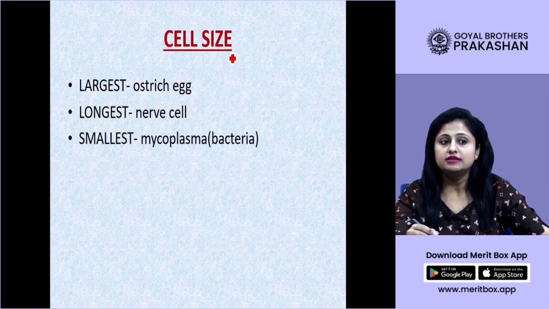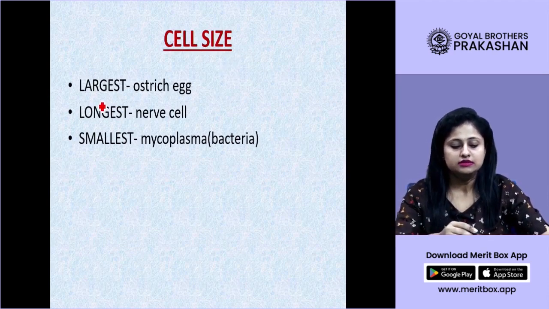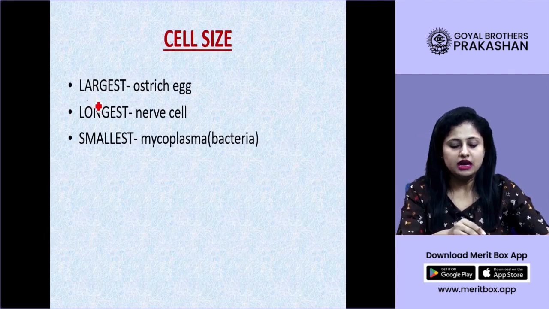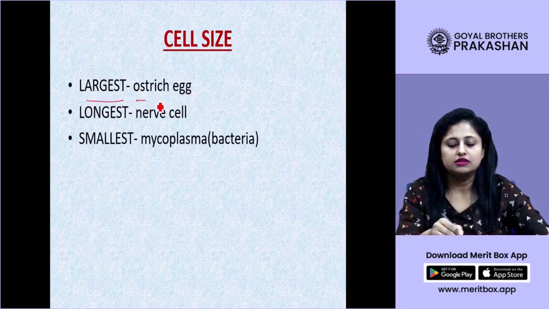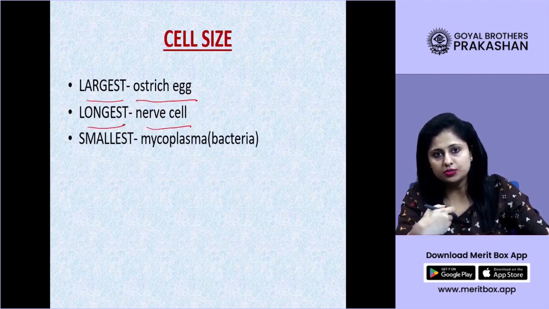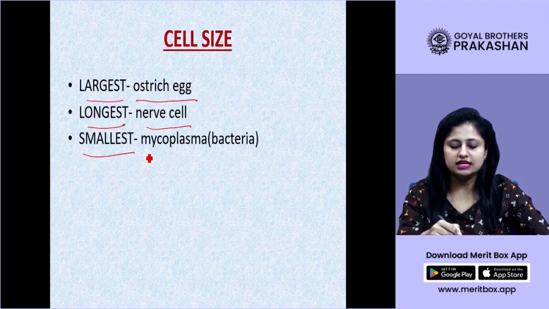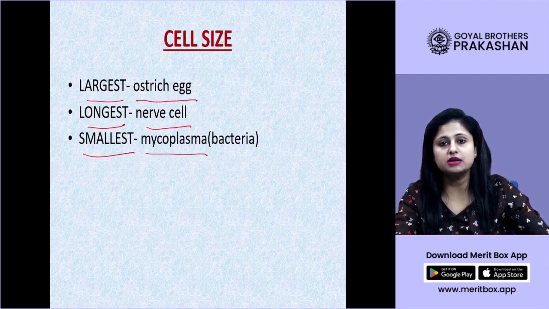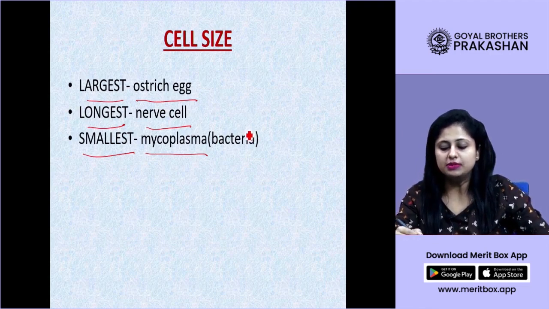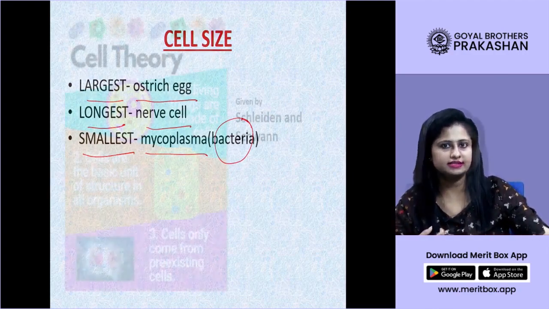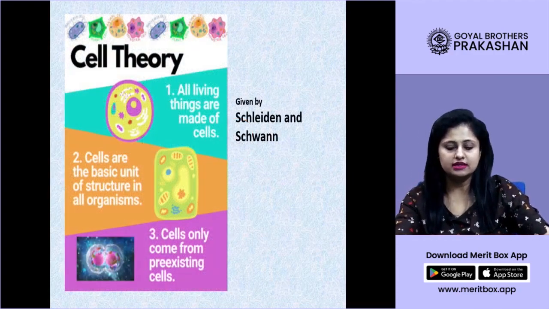Next is cell size. So there are different sizes of a cell. The largest cell is the ostrich egg. Longest is the nerve cell present in our human body, and the smallest cell is of mycoplasma, which is a bacterium. Bacteria is the plural for bacterium. And very small cells present in our human body are red blood cells.